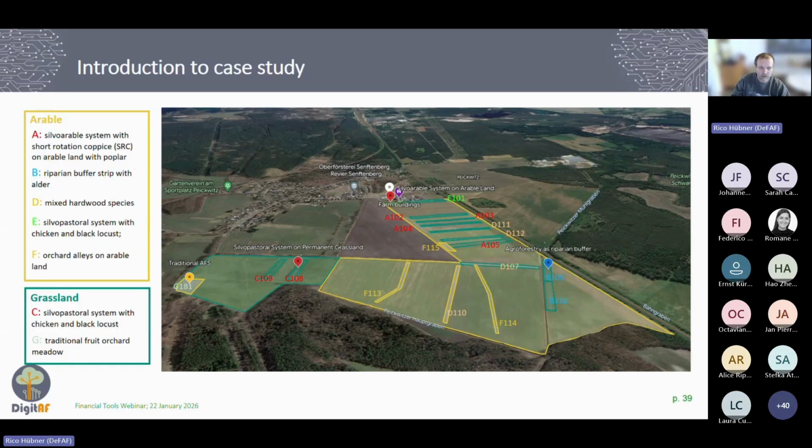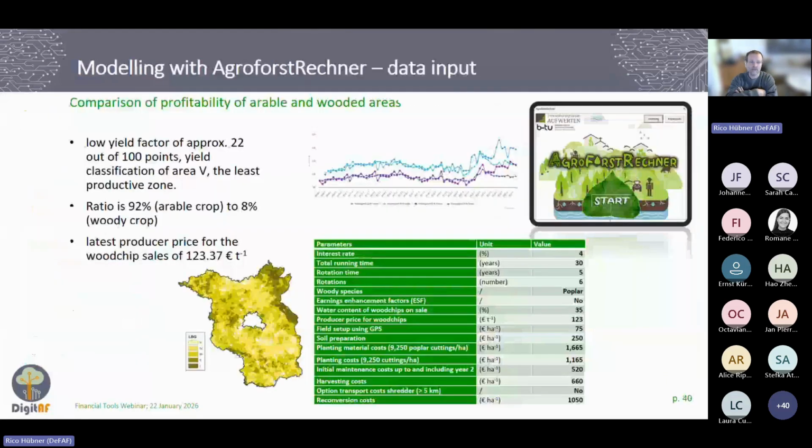Anyhow, this is just to give you an overview of the living lab, which is very big and complex, but we are now focusing only on the arable land. That's part A that I showed you animated in the very beginning. What we already know is that the yield level in this area is very low. Thomas only has about 22 out of 100 points for crop yield, because this classifies as area 5, the least productive zone. Here in this little map, it's in the very south.